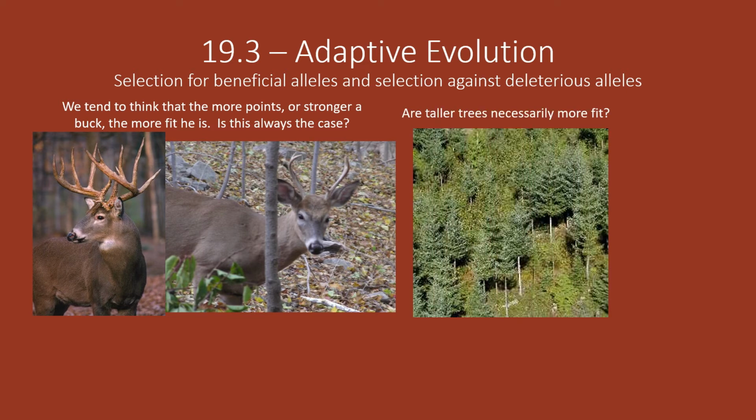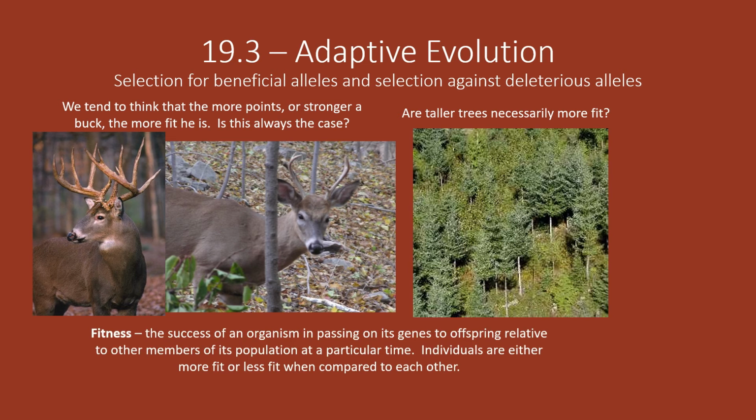Same with these trees. Is being taller always better? Could just be that the tallest tree gets struck by lightning before it even gets a chance to produce seeds. Evolutionary fitness has more to do with the amount of viable offspring you make, no matter how awesome your genes are, no matter how big, brawny, intelligent, or fast you are. None of that matters if you cannot pass on your genes to the next generation.